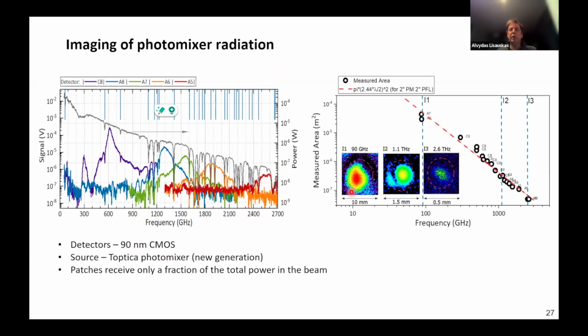So even if you do not measure the whole power, because the detector effective area is pretty small, you can really use it to map an area at very different frequencies. And this is measured at very different frequencies, for example, the measured effective area of focused photomixer radiation here, actually up to 2.6 terahertz.